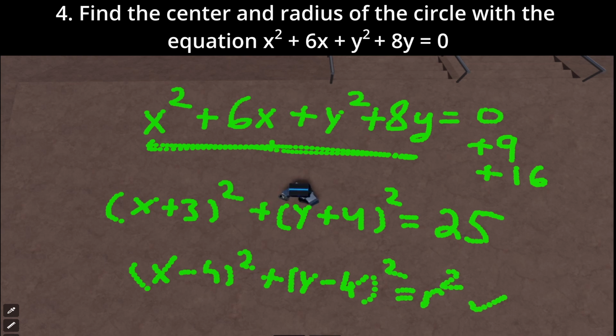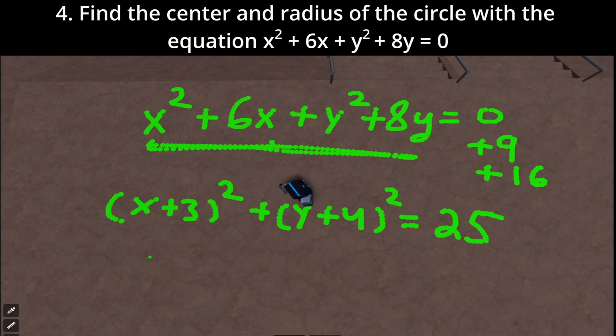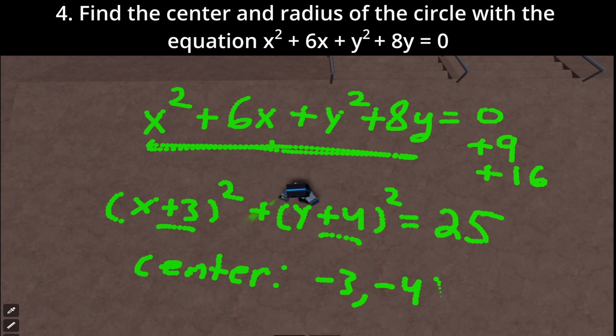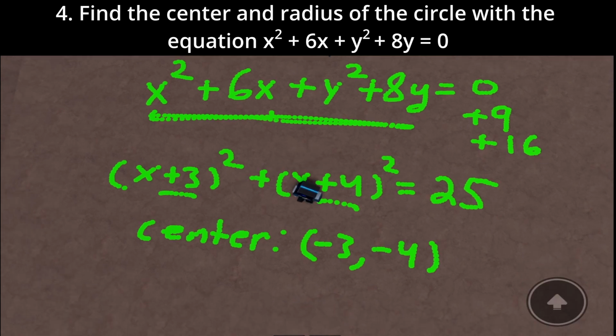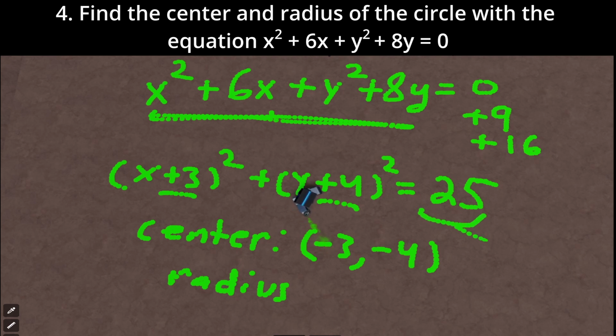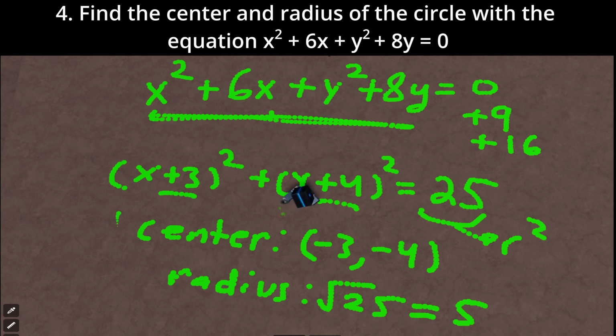So now all we need to do is just get the center and the radius. So this is quite simple. For the center, remember, you just take the numbers inside the parentheses and flip them. So you have plus 3 and plus 4. That becomes minus 3, minus 4 as your center. And then for the radius, remember, this thing is equal to r squared. So just take the square root of that number. So take the square root of 25, and that's just equal to 5. So 5 is the radius of the circle, and the center is minus 3 comma minus 4. And we're done.